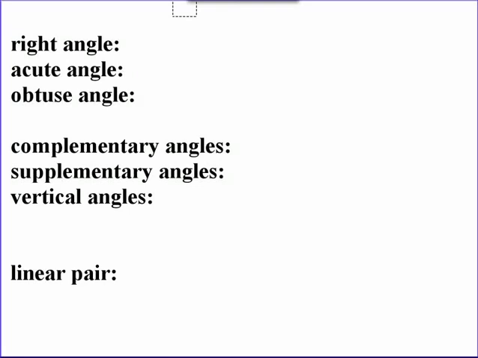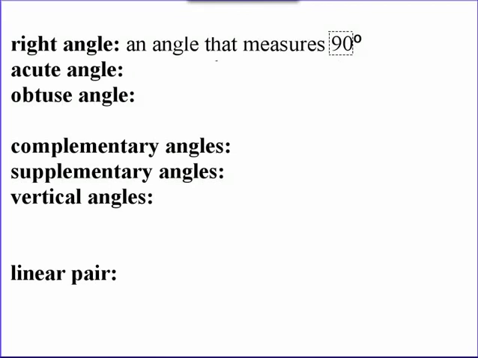So now we're going to talk about the definitions. We'll see how well you did with yours. First of all, we know a right angle is an angle that measures 90 degrees. Okay, good. Any angle that measures 90 degrees is considered a right angle.